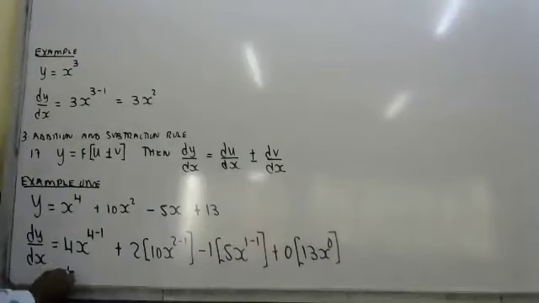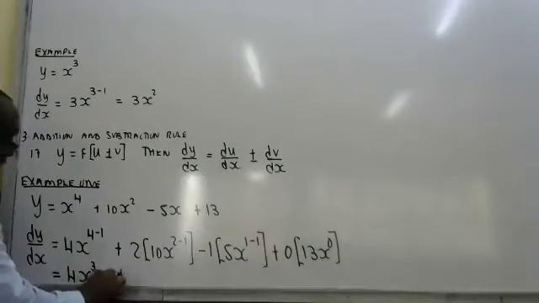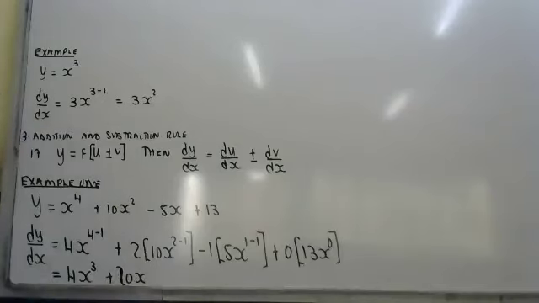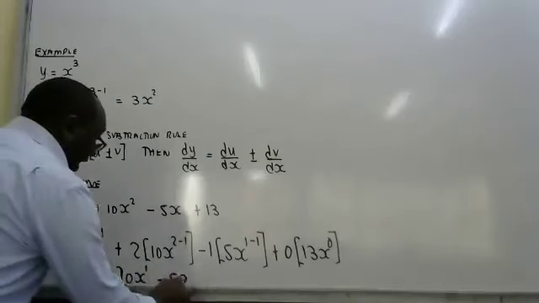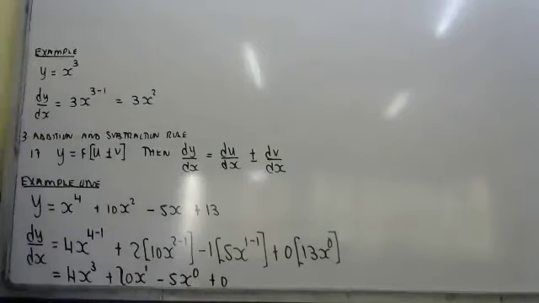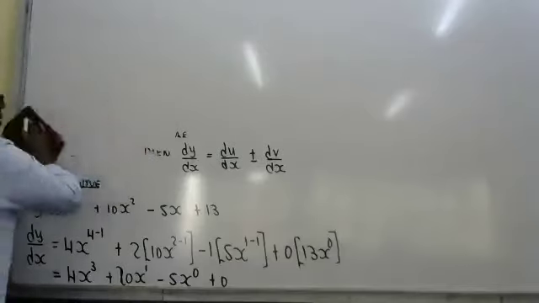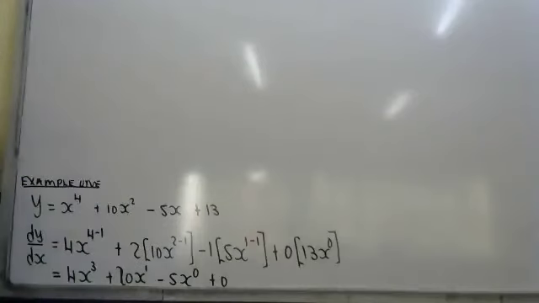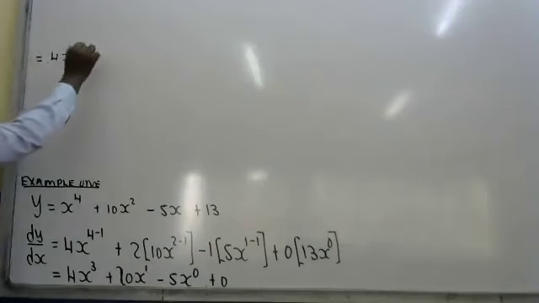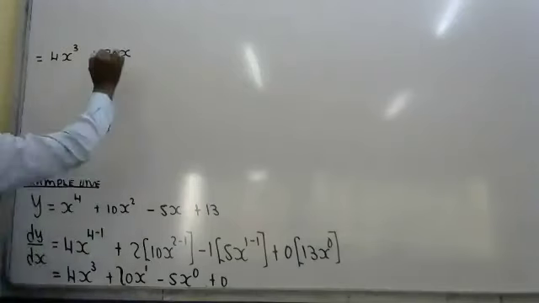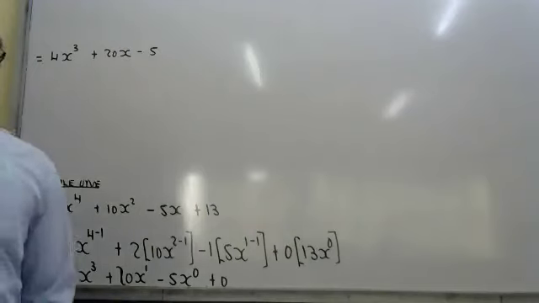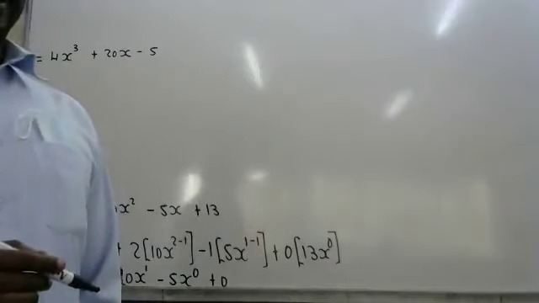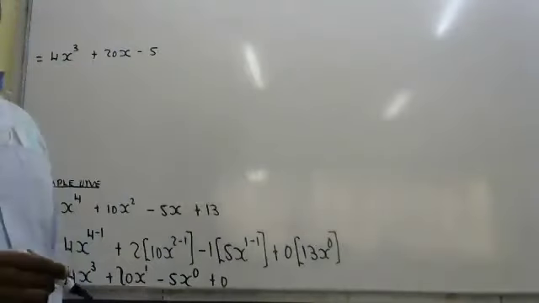So this now becomes 4x cubed plus 20x raised to power 1 minus 5x raised to power 0 plus 0. So that finally it adds up as 4x cubed plus 20x minus 5. Is that okay? You did not look convinced.